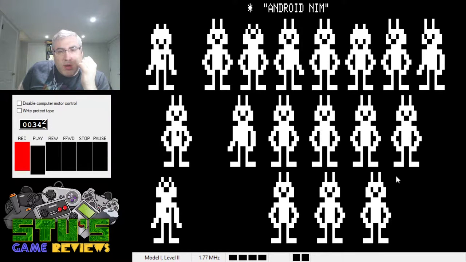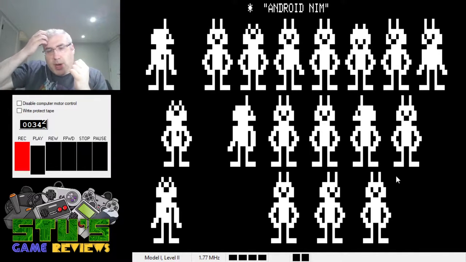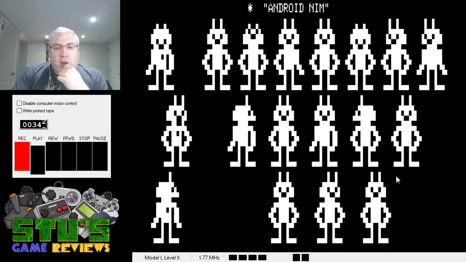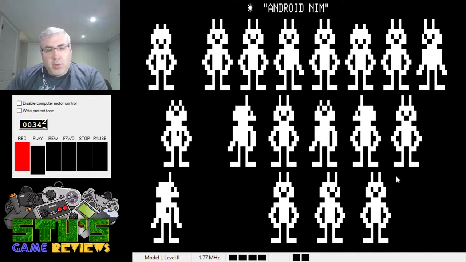7-5-3. One at the bottom, you think? I was thinking you'd do one at the top. One at the bottom is not a terrible idea either. Let's try one at the bottom.